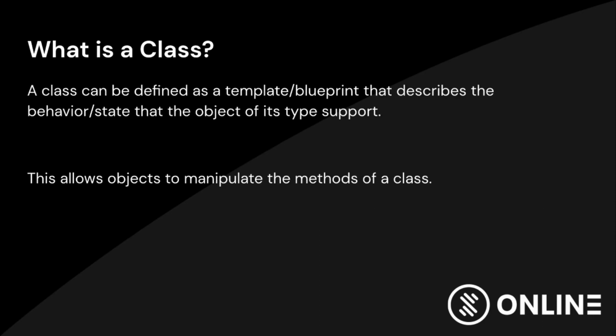And what is a class? A class is the template or blueprint that describes the behavior or state that the object of its type supports. This allows objects to manipulate the methods of a class. So the class might be car, and then it's a template for our states and behaviors.